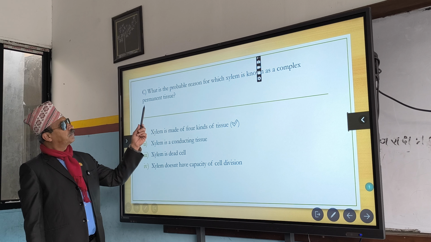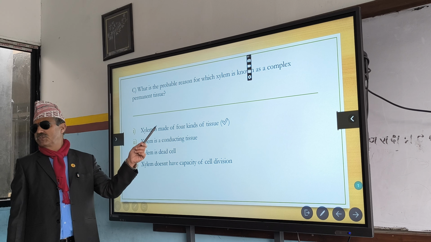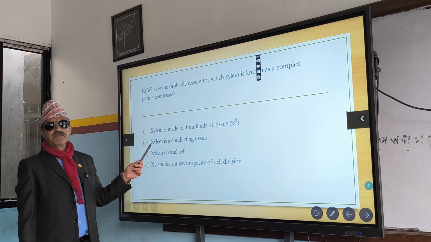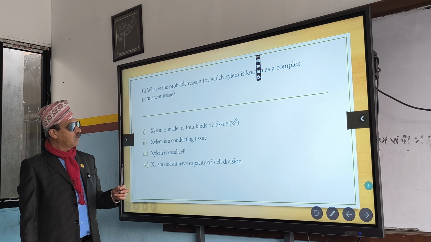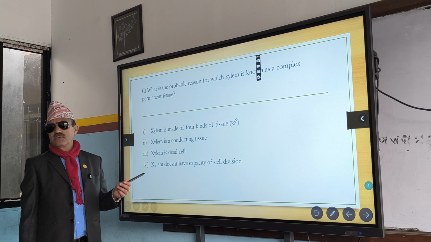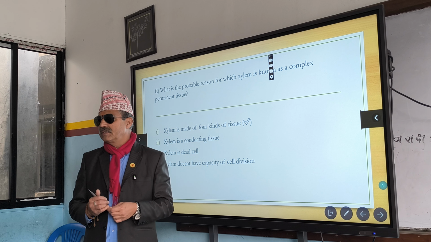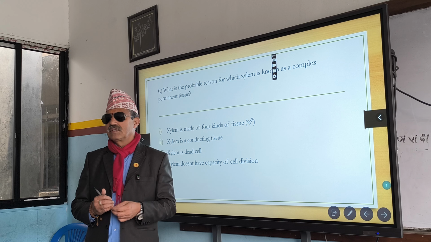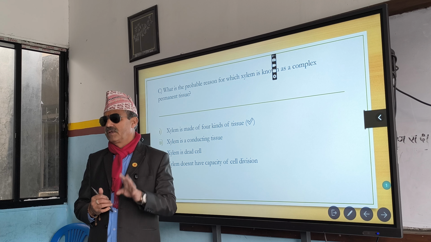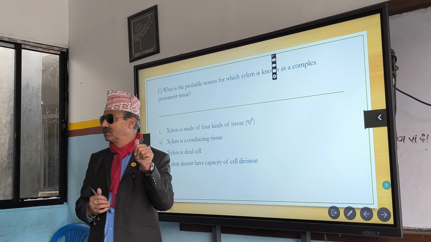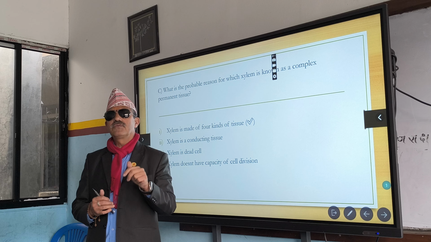Number C. What is the question? What is the possible reason? Probable reason for which xylem is known as a complex permanent tissue. What's the answer? Xylem is made up of 4 kinds of tissues, 4 kinds of cells especially. Could you remember what are the cells present in xylem? Tracheids, vessels, xylem fiber, and xylem parenchyma.